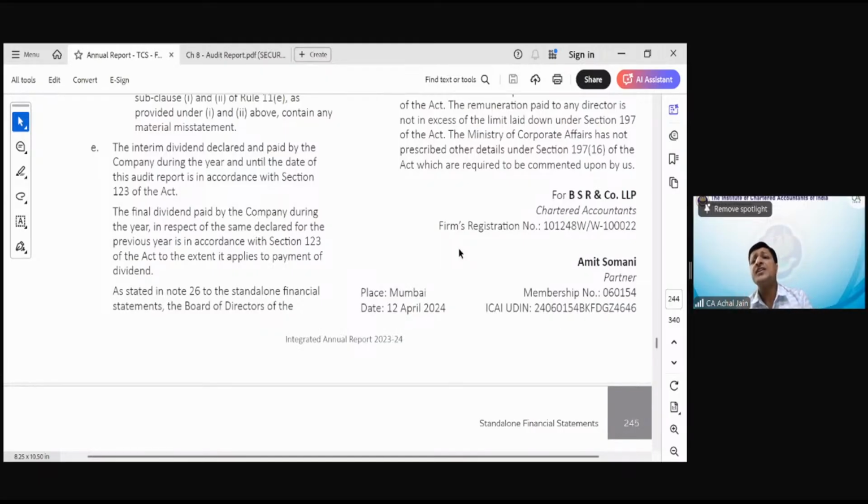Because this UDIN is generated from the portal of ICAI, and that can be generated only by a chartered accountant who is a member in practice. So that's why without this UDIN, any report that you provide is considered invalid. So that's why it's considered a very, very important reference to be in the auditor's report. Clear?